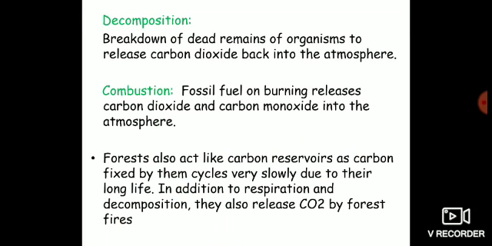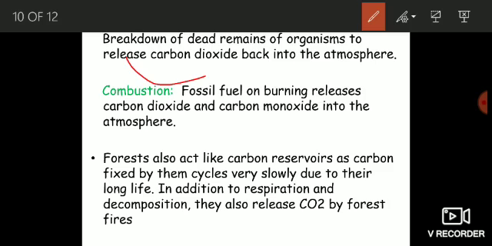One more important process of carbon cycle is decomposition. Decomposition is actually the breakdown of dead remains of organisms to release carbon dioxide back into the atmosphere. In decomposition, the carbon dioxide is recovered. The carbon which is present in the dead bodies of living organisms is decomposed, that is broken down, and the ultimate product is carbon dioxide, and this carbon dioxide goes back to the atmosphere, increasing the concentration of carbon dioxide.